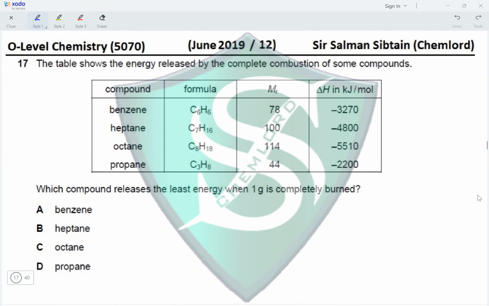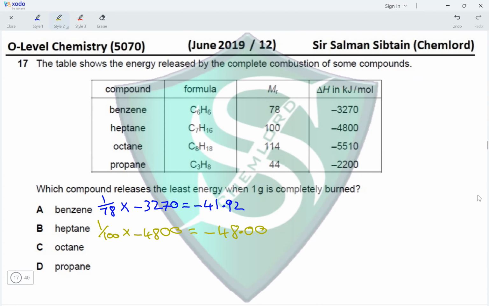So let's do this. For benzene, the MR of benzene is 78. So we will do 1 upon 78 and we would multiply this value by minus 3270 and we end up with a value of minus 41.92 kilojoules. For heptane, we would calculate its MR, which is 100. So we would do 1 over 100 into minus 4800.